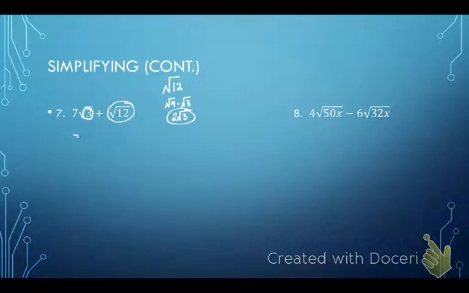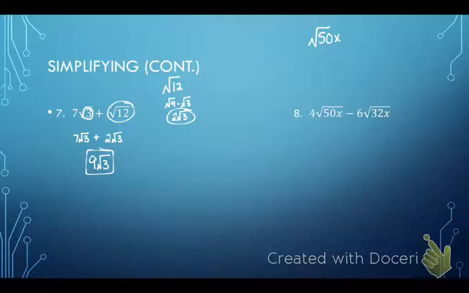So really this problem is 7 square root of 3 plus 2 square root of 3. So now do my radicals match? Yes? So what's my final answer? 9 square root of 3. Hey, neither of the two are completely simplified, so I'm going to start with the square root of 50x.